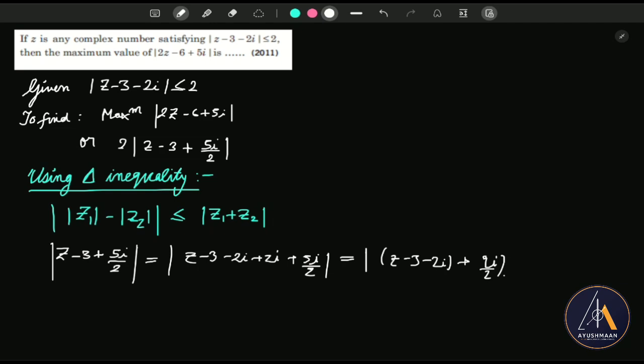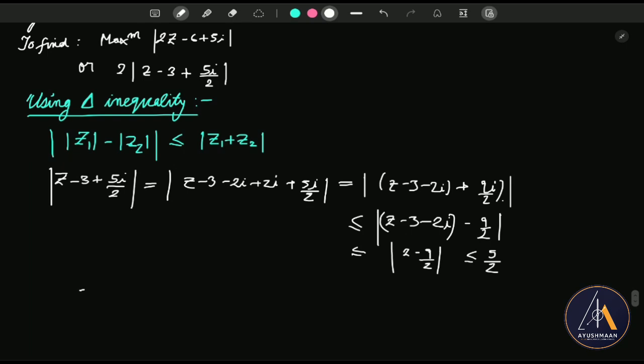Using the triangle inequality, this is definitely less than or equal to modulus of z minus 3 minus 2i plus 9 by 2. And this expression is given as less than or equal to 2. So 2 plus 9 by 2.